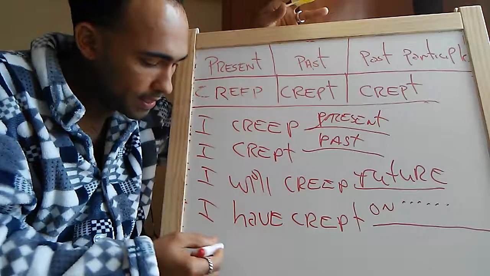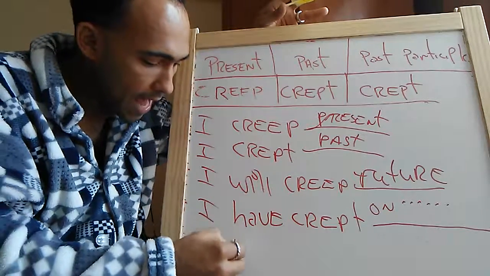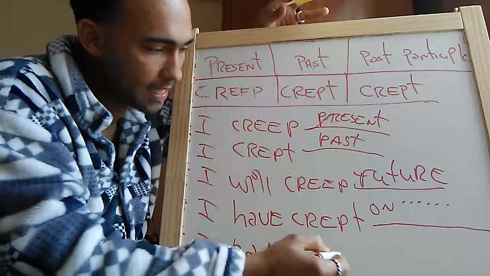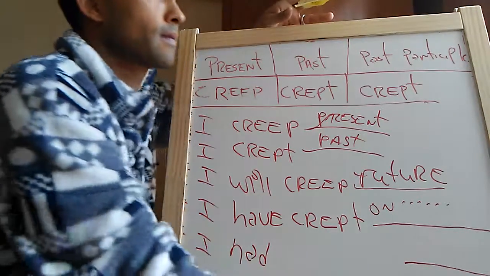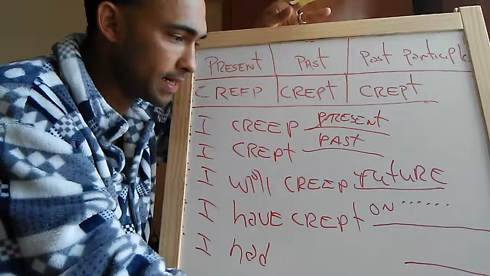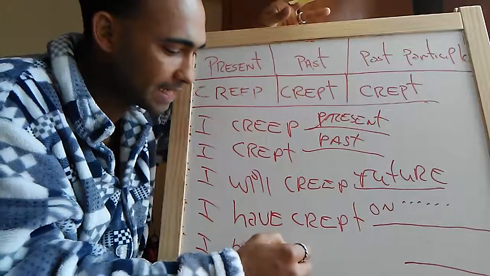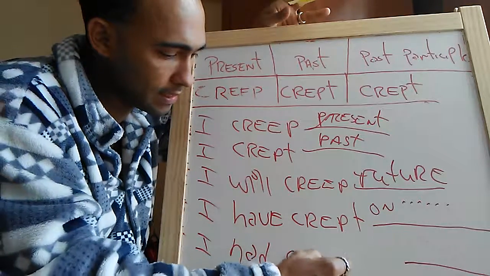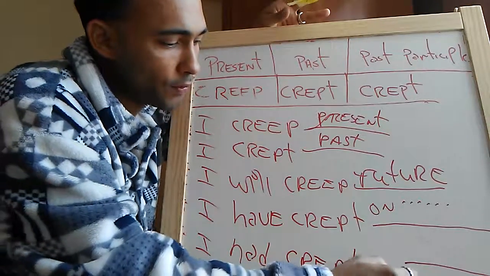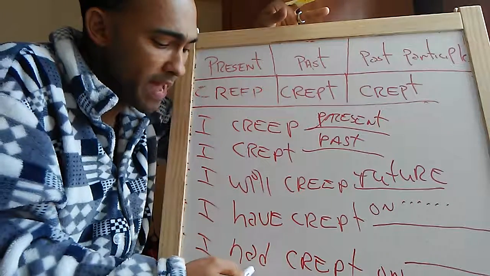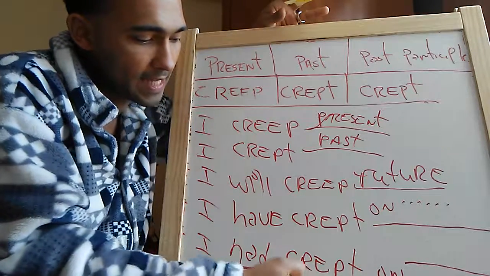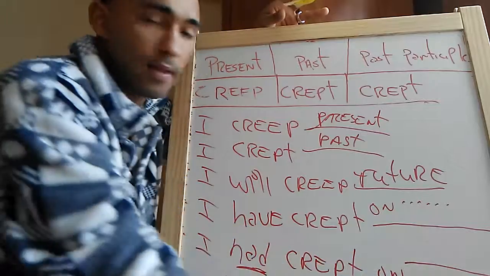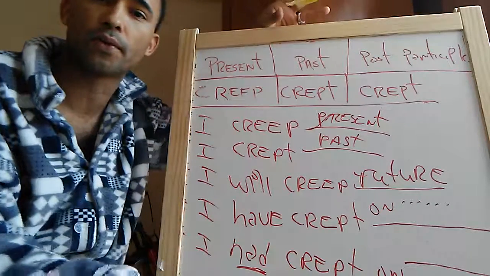Digamos ahora, con el siguiente es I had. Sigue siendo el past participle. I had crept on the floor. Yo me había arrastrado en el piso. I have crept on the floor.